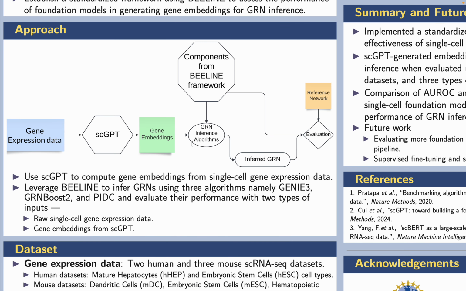In this study, we used scGPT, a transformer-based model pre-trained on scRNA sequence data from 33 million human cells to compute gene embeddings from single-cell gene expression datasets. We then provided these generated embeddings as input to three GRN inference algorithms, namely GENIE3, GRNBoost2, and PIDC, to predict GRNs. We used Beeline to predict the GRNs using the three methods and compare the performance when the raw gene expression data was provided as input to the same three methods.